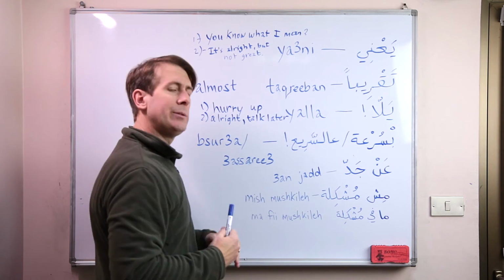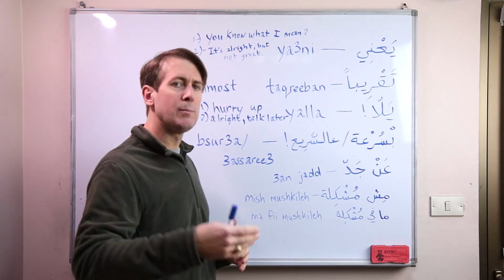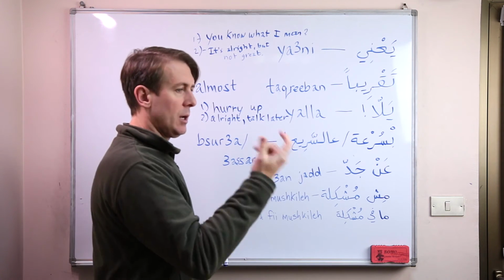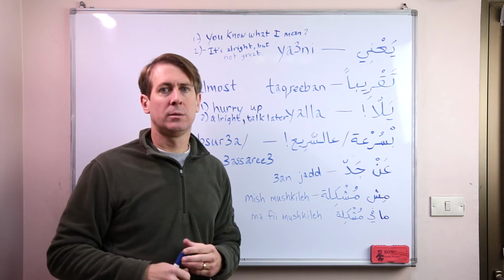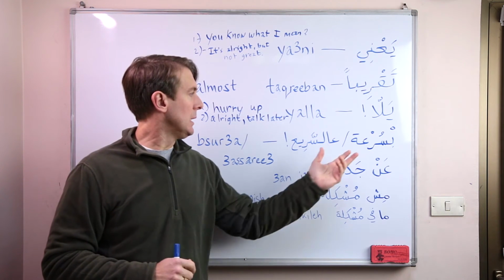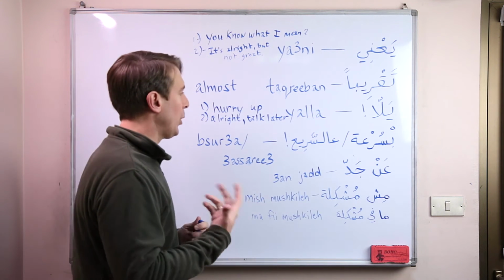So, how are these used? In the same way. They're pretty simple. You could say yalla bsura, or bsura. Or بدك تعمله بسرعة. بدك تعمله بسرعة إن شاء الله. You want to do it quickly. Okay, so it's an adverb meaning quickly.